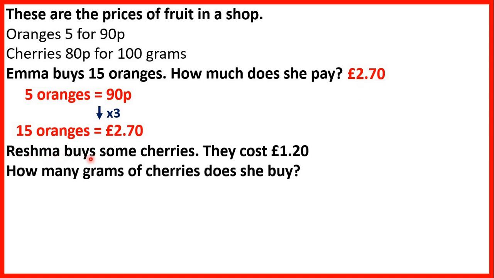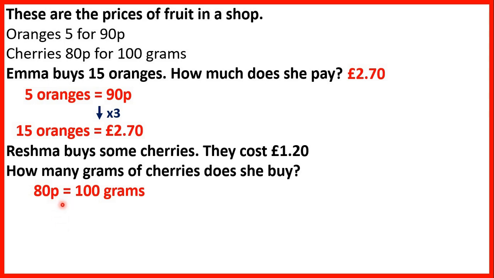Now, Reshma buys some cherries. They cost £1.20. How many grams of cherries does she buy? Well, we know that 80p gets you 100 grams of cherries, but she spends £1.20. We can't multiply 80 pence by anything, or at least not by a whole number, to get £1.20.